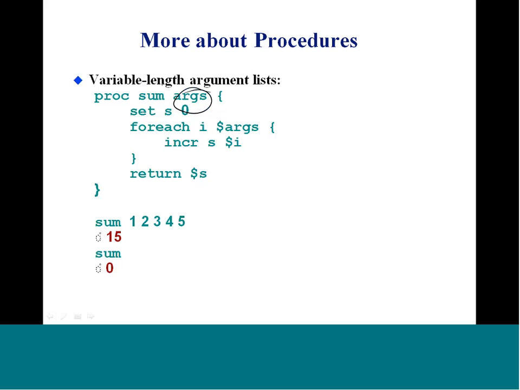So here is the example that we saw previously. The proc name is sum, which returns the sum of a set of integers, and we don't specify all the integers separately. We just specify args as the keyword. Inside this proc, we set s to 0, and then we can parse args as a list. For each i in $args, we increment s with whatever the value of $i, and then we return the sum, s.